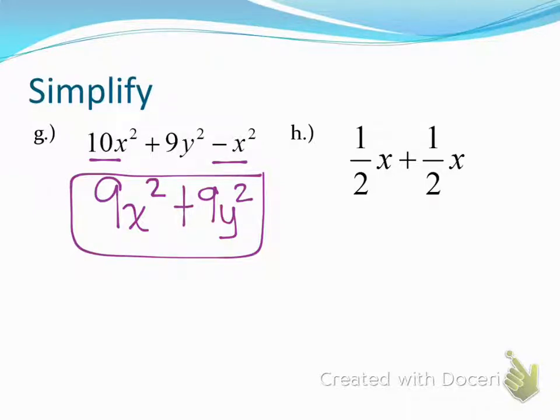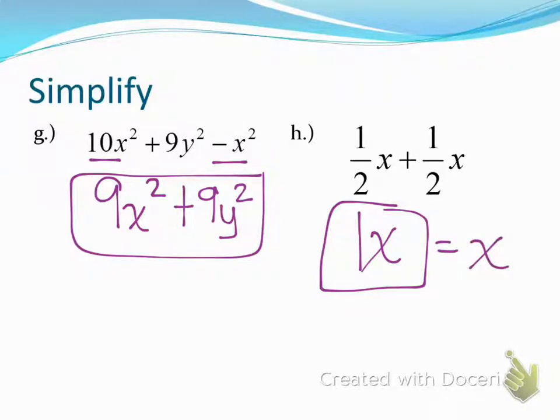All right, on H. Jalen, what do you think? Half plus half. Half plus a half would give us a whole. What number? 1. Half plus a half gives us 1. If you take half a cup of sugar and add another half a cup of sugar, you have 1 whole cup of sugar. And then of course our variable does not change. You end up with 1x. If you want to, you could just write it as x. You don't have to put the 1 in front of it.